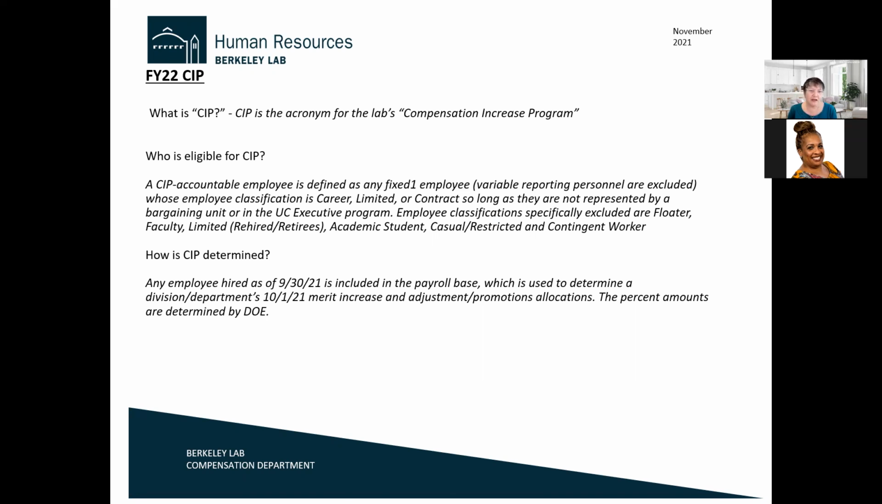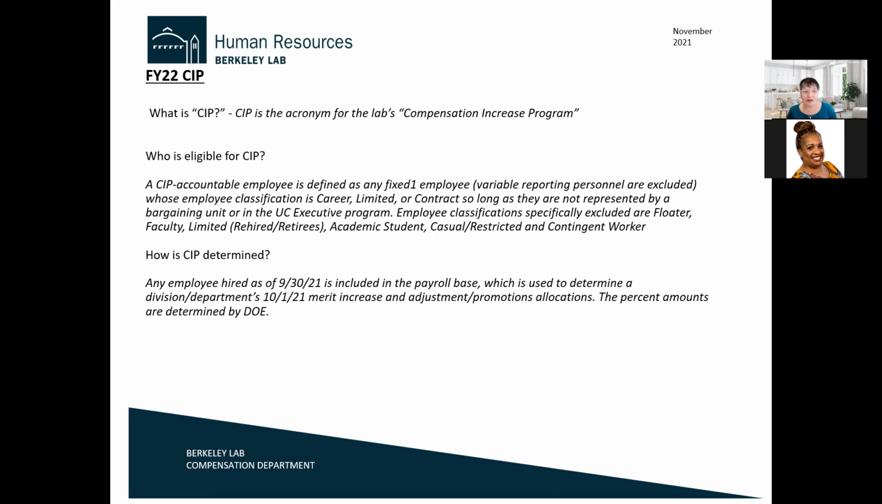How is CIP determined? CIP is determined every year based on the employees that have been hired as of 9/30. So what we do is we take a snapshot on September 30th of the entire lab population, which is the entire payroll base. And that is used to determine the division and departments. Now, this payroll base is only based on CIP eligible employees, so we would be excluding any represented, any floaters and so forth that we mentioned above that should not be part of the program. Then from there, this payroll base is used to determine the allocation pool for the 10-1 merit increases and the adjustment promotion allocations.